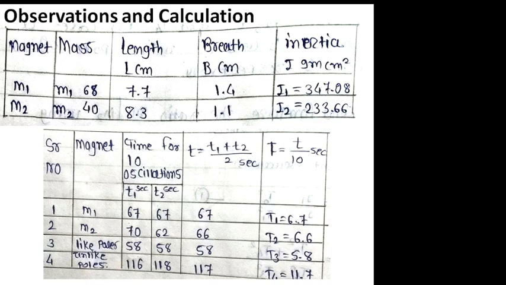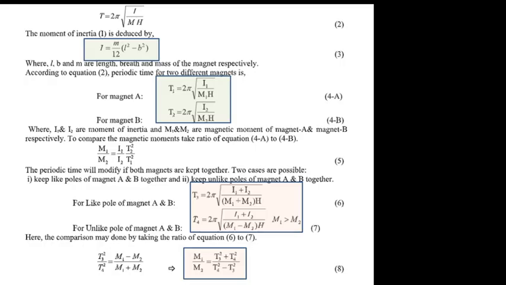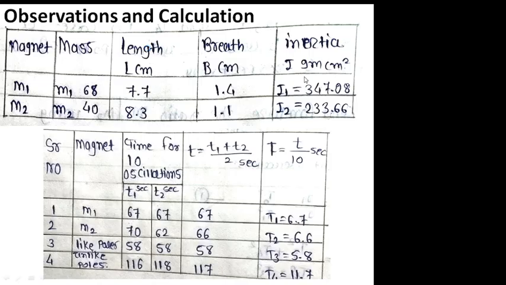And with the equation I have seen previously, equation number 3, m by 12 (L square minus B square), with this equation I am able to get the moment of inertia, I, for a given body, that is I1 and I2. If you look here, I1 is much more powerful, so M1 is greater than M2. Okay, now how will I be taking readings?